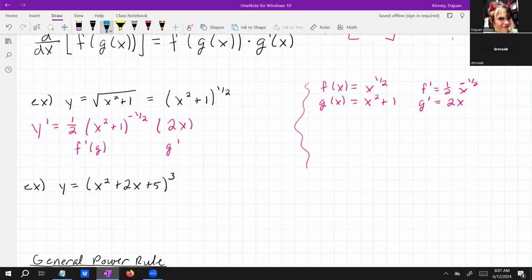All right, this one is a little more straightforward. I probably should have started with it. What's our outside function? X cubed. So I take the derivative of the outside, and at this point, I ignore the inside. I pretend it's just an x. So that's how I would treat it. But I get 3 times the inside as is. Do not do anything to it yet.